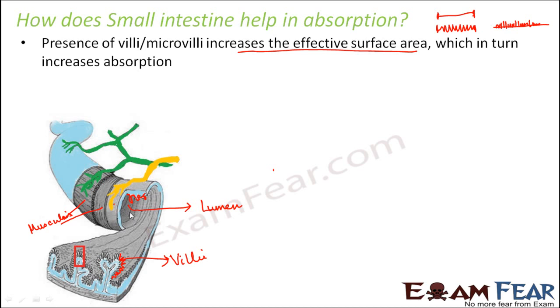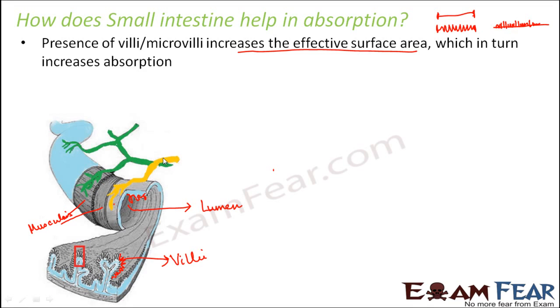Inside of the tube, when the food is completely digested, in the lumen part you have all the amino acids and monosaccharides and all those things. What will happen is these villi will increase the absorption rate. They will absorb it, and once it is absorbed, it is passed on to these blood vessels, which will then carry it throughout the body.